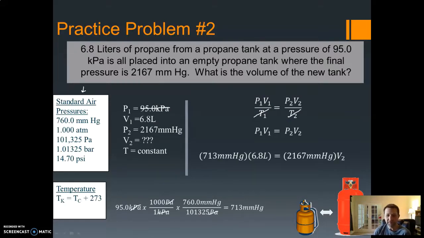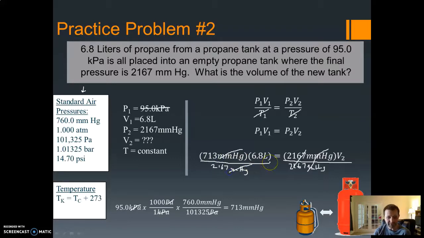And now I plug my numbers in. So I plug in my new pressure. I have everything else here. I have my V1 and my P2. Notice when you divide both sides and you do the easy money algebra, you have 2167 mmHg over here. The mmHg cancels, the 2167 cancels. Over here, when you divide it by the 2167 mmHg, don't judge my handwriting. The mmHg cancels.